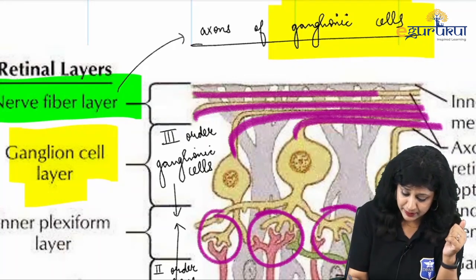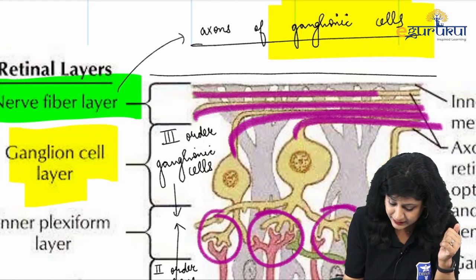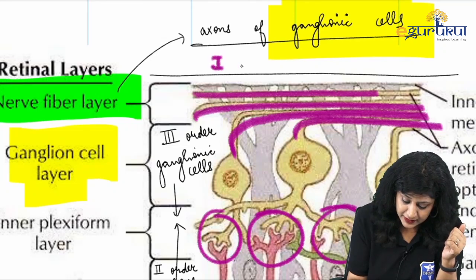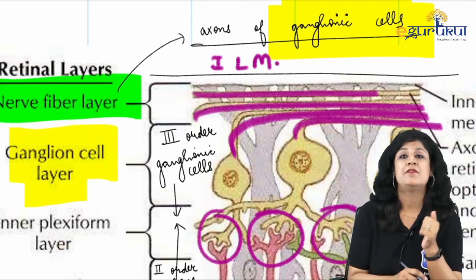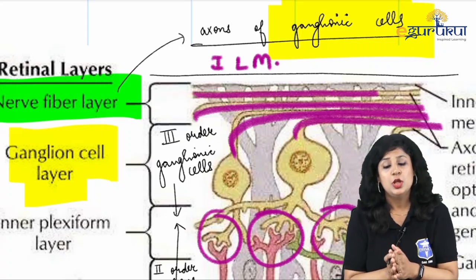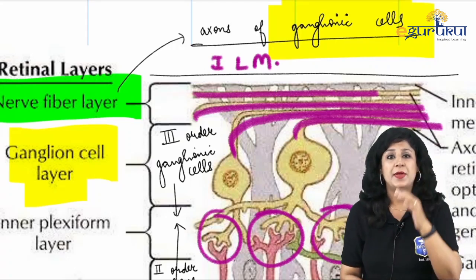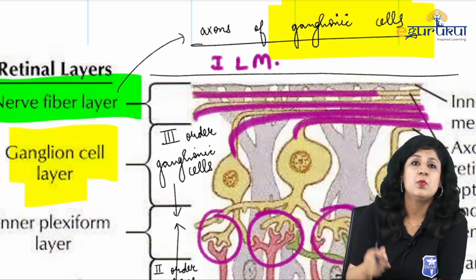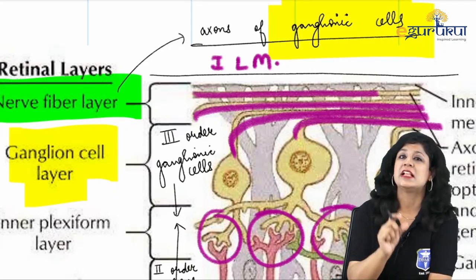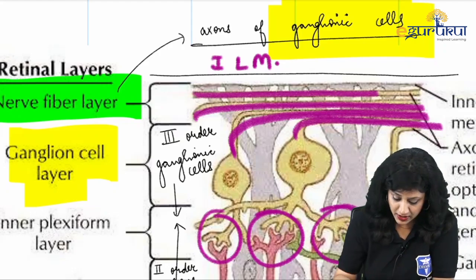After this nerve fiber layer, we have the final layer. This will be your internal limiting membrane. Finally, we will have the internal limiting membrane. So easily you can remember the layers of the retina from out to in, and you can also remember what the components and the types of cells present in the different layers are.